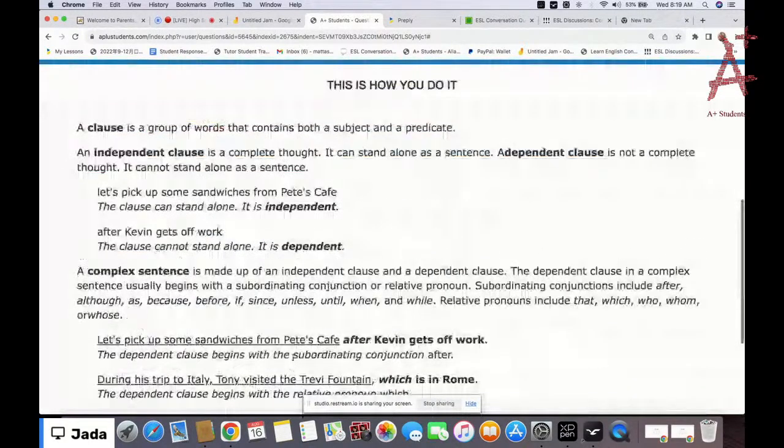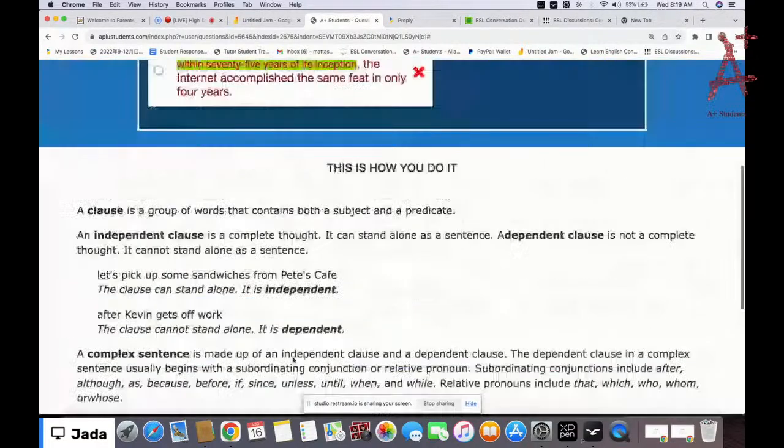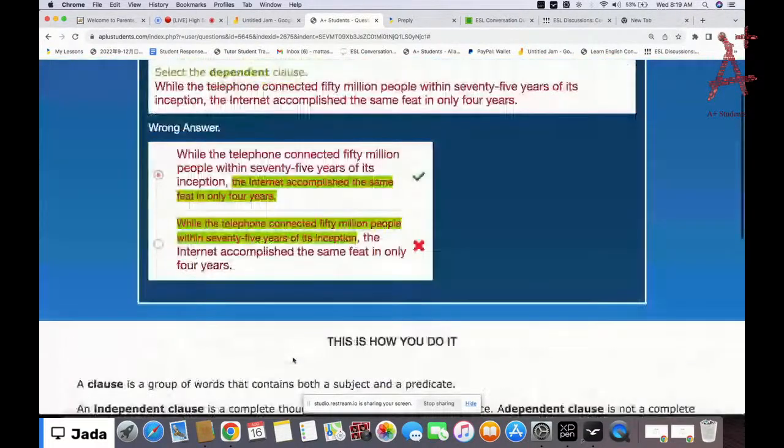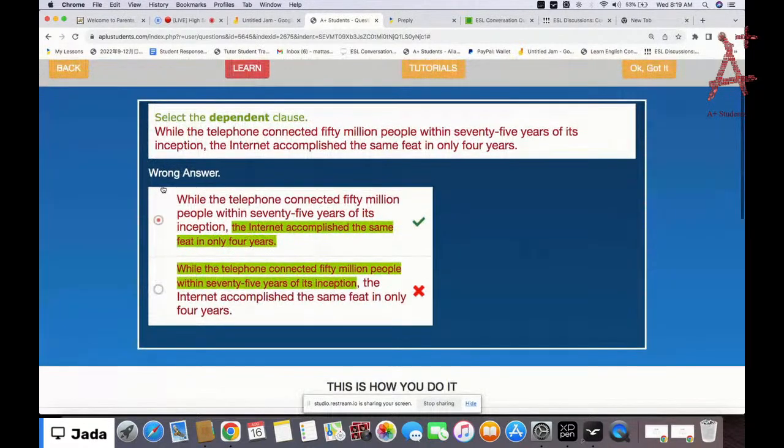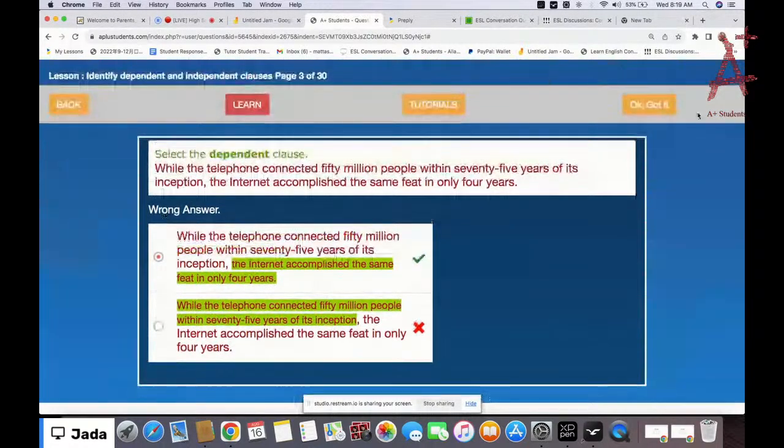So yeah, I clicked on the wrong answer. I thought that I clicked on the second, but apparently I clicked on the first one. So that was why it's wrong. But while is the subordinating conjunction, so it starts from while. Okay, not from the internet. The internet is not part of it. They is not part of subordinating or relative pronoun. It's just from while. So yeah, that's why that one is wrong.